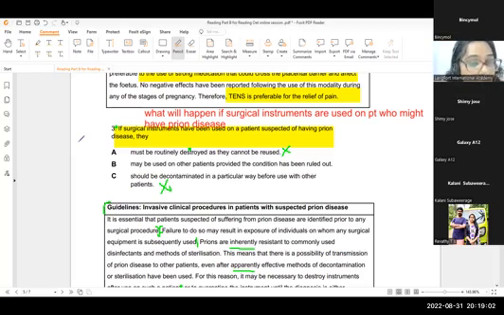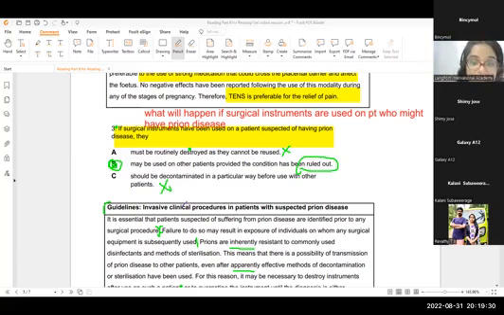And they've already told no form of decontamination will work if the instrument has been exposed to prion disease. So C is not the answer. But B is the answer. Take a second, read that. May be used on other patients provided that the condition has been ruled out. You have excluded the condition. You have confirmed that the person does not have that particular condition. Then you can use it.